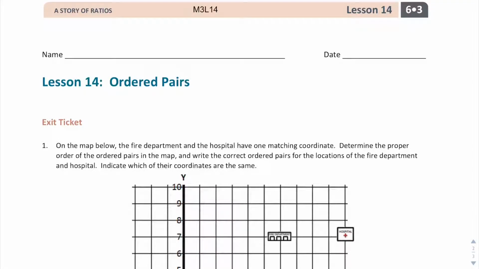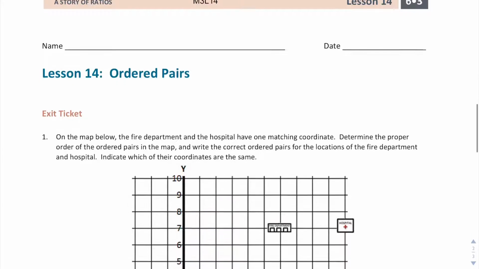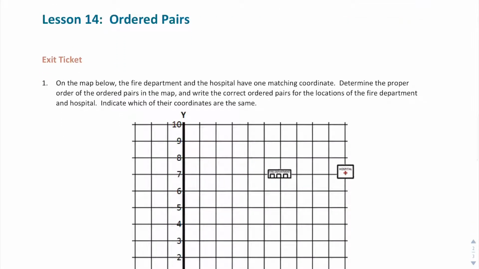Welcome to the Module 3, Lesson 14 exit ticket called Ordered Pairs. In this exit ticket, we are required to do some graphing on a coordinate plane, also known as a graph. Ordered pairs are really just an address, a location. They point us to a place on the map.